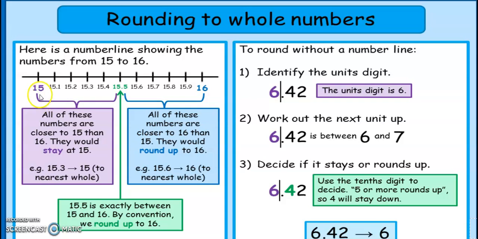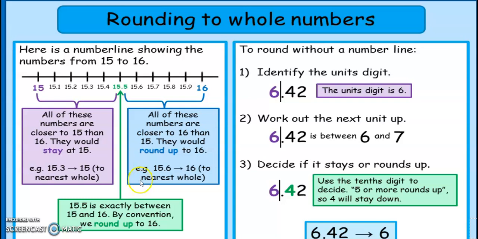So, the numbers from 15 till 15.4, all of these numbers are closer to 15 than 16, so they would stay at 15. For example, 15.3 to the nearest whole will become 15. Here 15.5 is exactly between 15 and 16, so by convention we round up to 16. The numbers that are from 15.6 to 16, these numbers are closer to 16 than 15, so they would round up to 16. For example, 15.6 to the nearest whole will be 16.